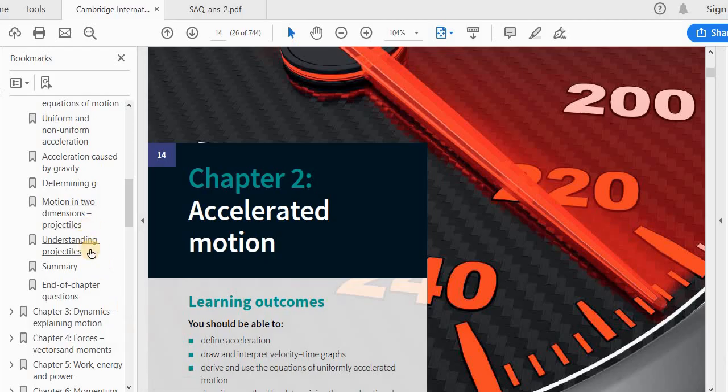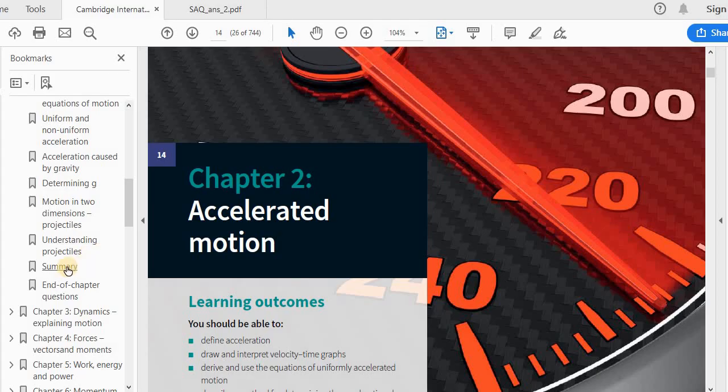Then the horizontal distance that a projectile travels is called the range. Let's say you throw a projectile from the ground at an angle, then it will land somewhere. So the horizontal distance that it traveled is the range, and the time it was in the air is called the time of flight. Okay, so trajectory, range, and time of flight.